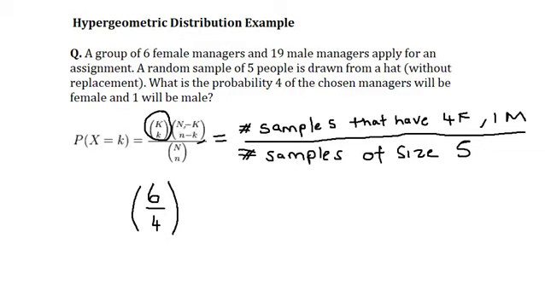Then the next part is just saying what's left over, and that's the number of males. Well, we have 6 female managers and 19 males. You could get that same number by plugging in the total population, 25, minus K, the number of females, 6. And we want 1 male, so 19 over 1.